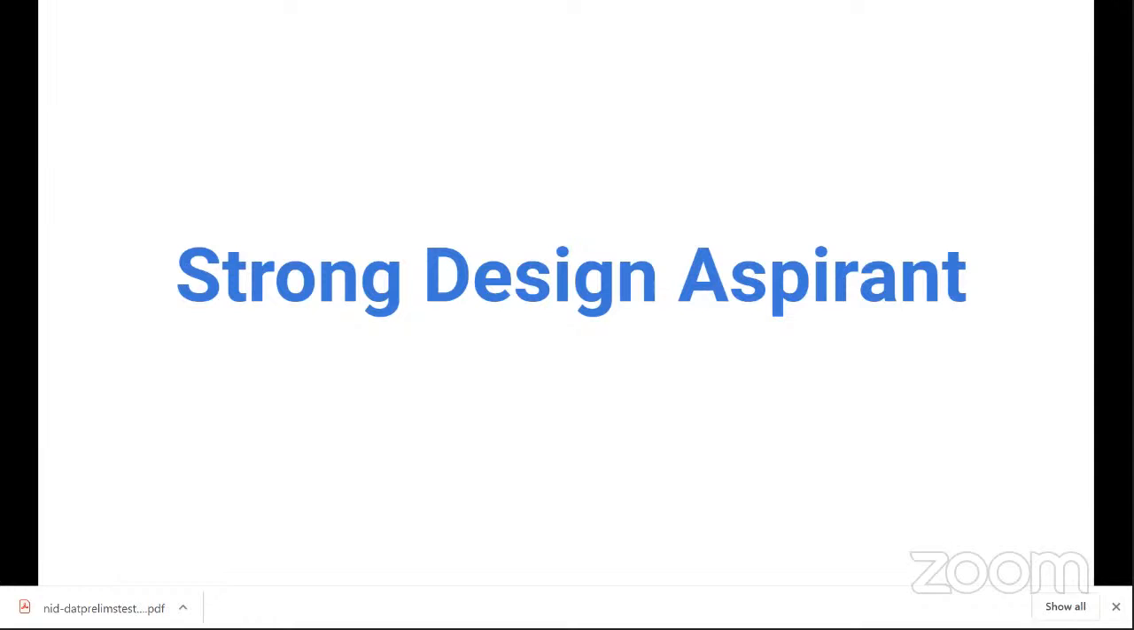When you look from that perspective, your horizon will improve tremendously and you will be more motivated to put in a lot of effort for this preparation, because every minute that you invest in this design exam preparation is going to make you a strong design aspirant and ultimately a successful designer.